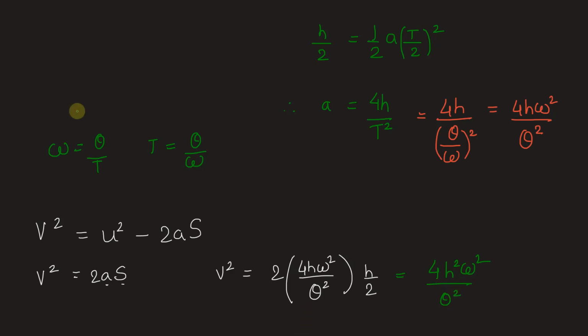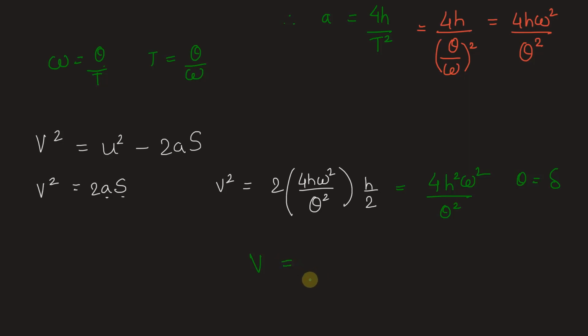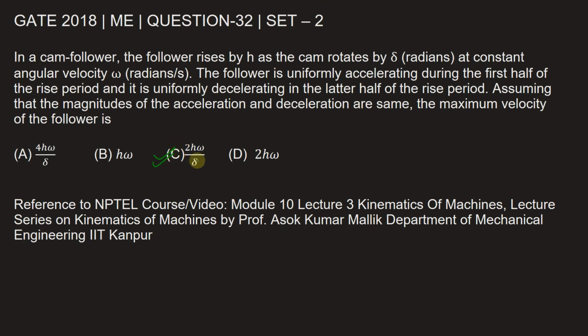Now one thing to change here is that theta given in the question is actually given in terms of delta. So it is just a matter of notation. We will have the final velocity value in terms of delta, that is v is equal to under root 4h square omega square by delta square. All of them can be evaluated for the under root. So root of 4 is 2, root of h square omega square by delta square is nothing but h omega by delta. We have the answer of velocity here. So let's go back and mark the correct option. Our answer is option C. The maximum velocity of the follower is 2h omega by delta.